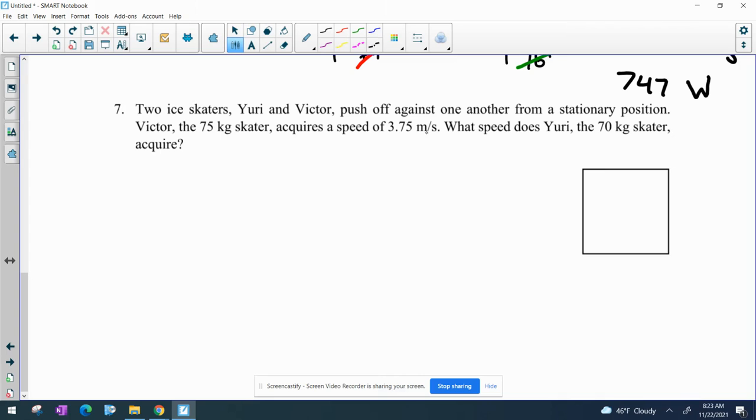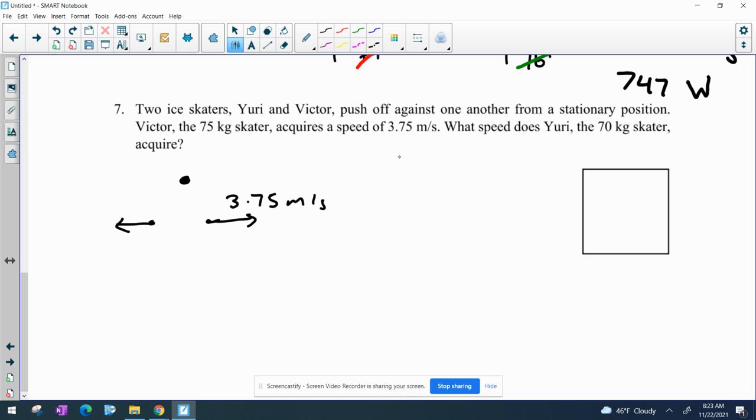Right, so Yuri and Victor are ice skating, and they are initially stationary. So they're hanging on to each other. They're, let's say, two dots merged as one, and then Yuri goes this way, and Victor goes that way. So Victor is a 75 kilogram skater. He acquires a speed of 3.75 meters per second. And we're trying to find the speed of Yuri, who goes in the opposite direction.